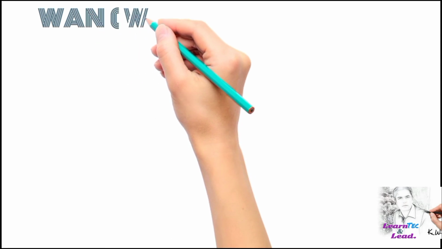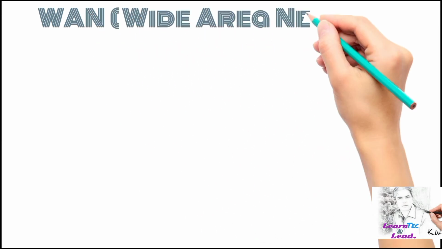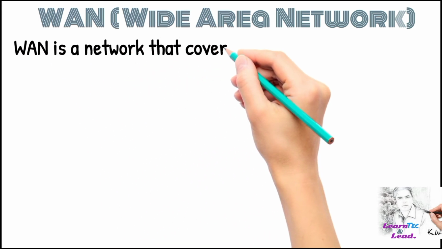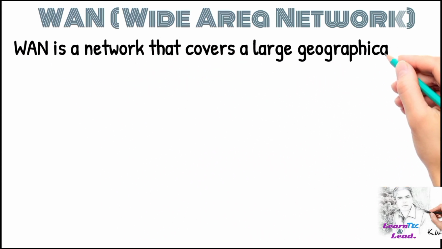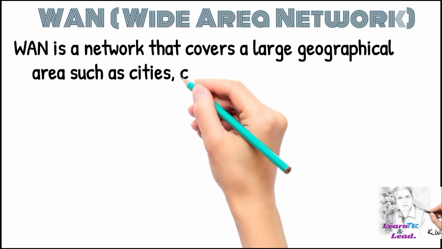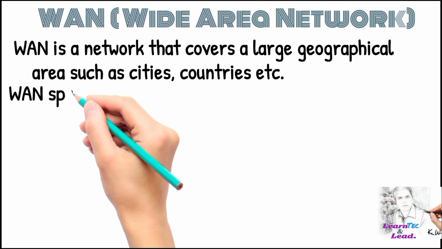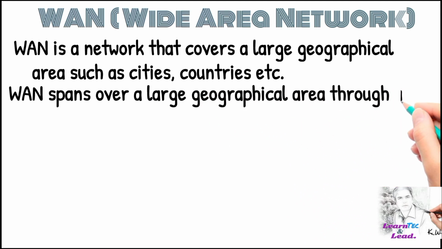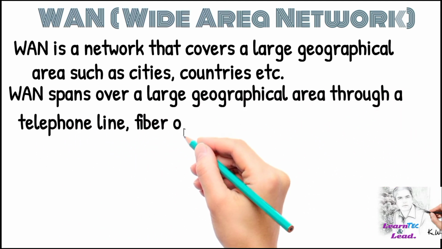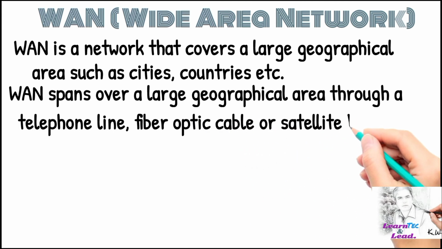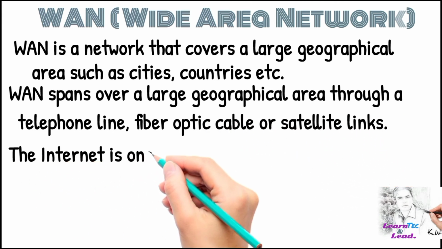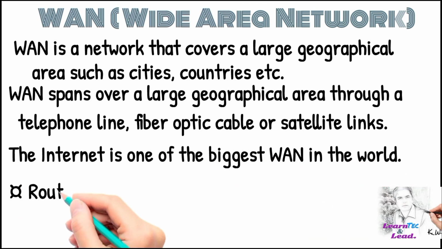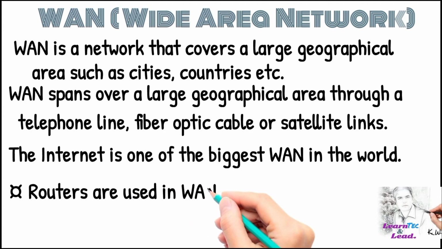The second one is WAN, Wide Area Network. WAN is a network that covers a large geographical area such as cities, countries, etc. WAN spans over a large geographical area through a telephone line, fiber optic cable, or satellite links. The internet is one of the biggest WANs in the world. Routers are used in WAN.